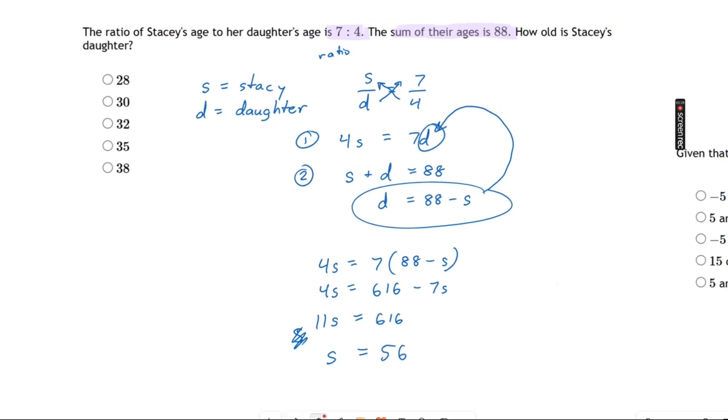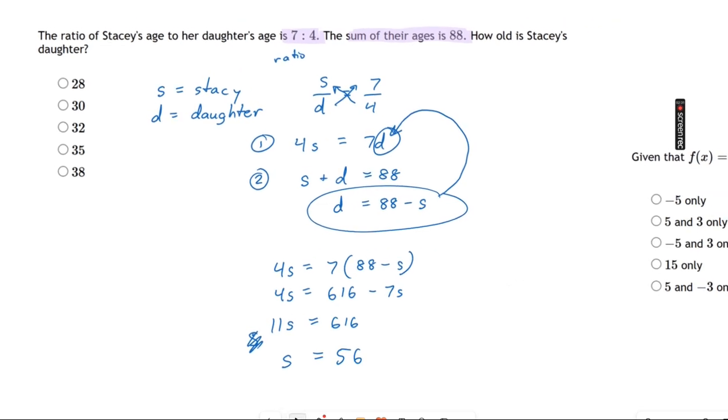Now that makes sense because it puts Stacy a bit older than her daughter, and if we plug that back in, let's see, 4 times 56 and then divided by 7, that would give me the daughter is equal to 32. Is this possible? Sure. There's lots of 56-year-olds with 32-year-old daughters. So very reasonable answer right there. The key to this problem is when you see two pieces of information, that's two equations.